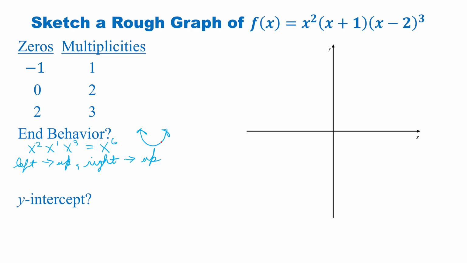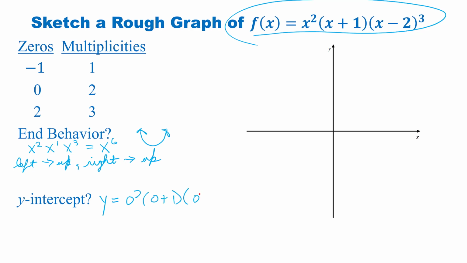Okay, one more thing here. I want to look for the y-intercept. So for the y-intercept, we would set x equal to 0 up here. Setting x equal to 0, we would have y equals 0 squared times 0 plus 1 times 0 minus 2 cubed. Well, 0 times anything is just going to be 0. And so we would get a y-intercept of 0, 0.